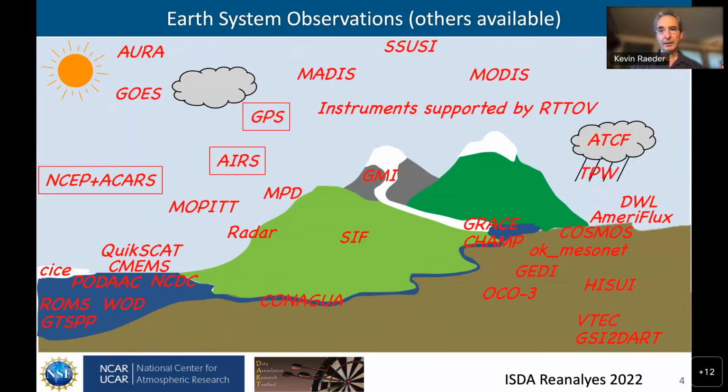Similarly, there are many of the Earth system observations which can be used in DART already. Several of these represent data sources rather than the platforms that took the measurements. Platforms in boxes are used in the reanalysis.